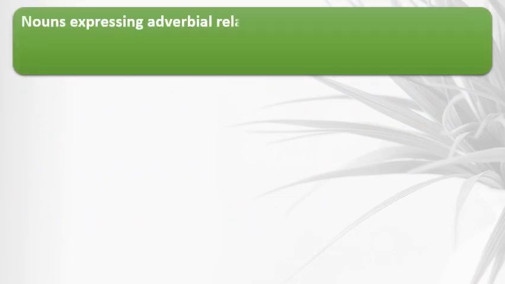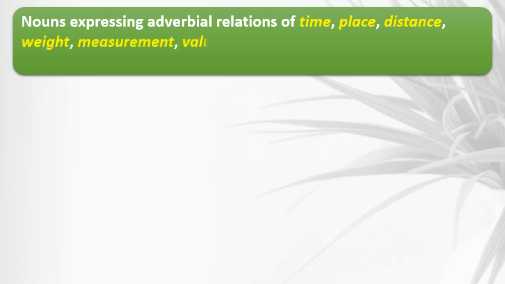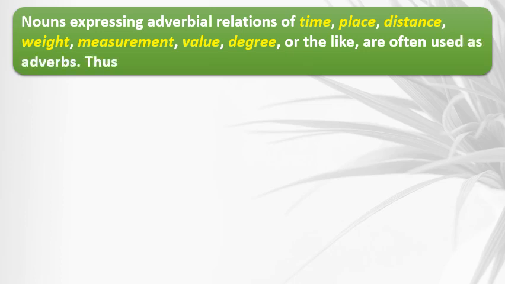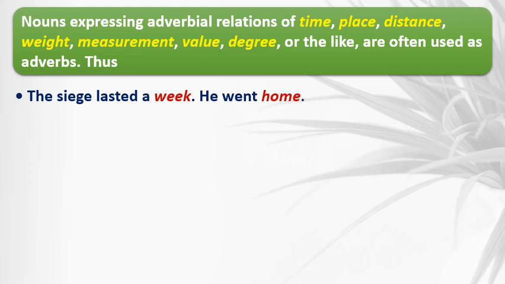Nouns expressing adverbial relations of time, place, distance, weight, measurement, value, degree, or the like are often used as adverbs. To clarify it, let's see some examples. The siege lasted a week. He went home. The meaning of siege is the surrounding of a place by an armed force in order to defeat those defending it.